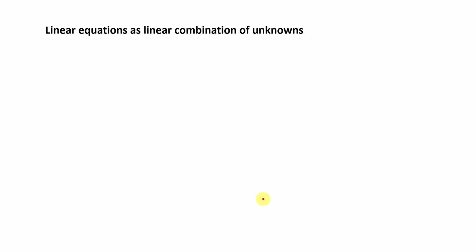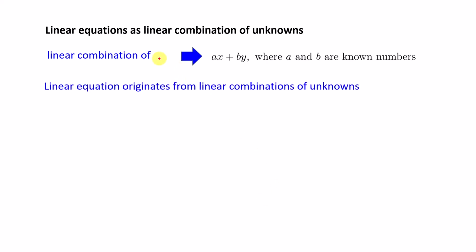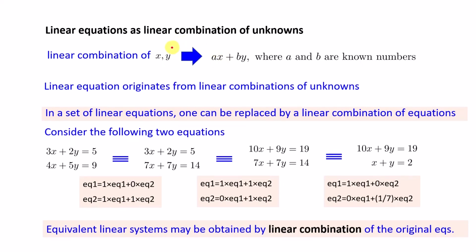Linear algebra can also be understood as a linear combination of unknowns. So what is a linear combination? We have already discussed a little bit of linear combination. Linear equations can also be expressed as linear combinations of unknowns. Let us say two mathematical entities x and y. Their linear combination will be ax plus by, where a and b are simply numbers and they are known to us.